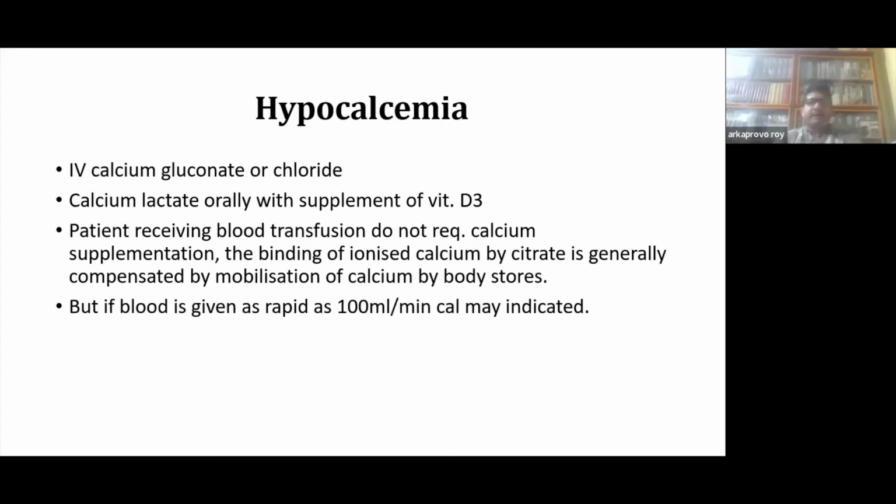Next comes hypocalcemia. Hypocalcemia is also not very common, but can be associated with some operations like total thyroidectomy and operation on parathyroid. So the features of hypocalcemia can be very clearly delineated by carpopedal spasm and also spasm of oral muscles and also twitching of muscles.